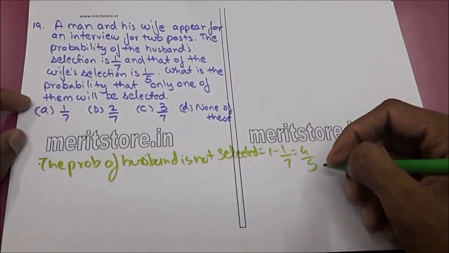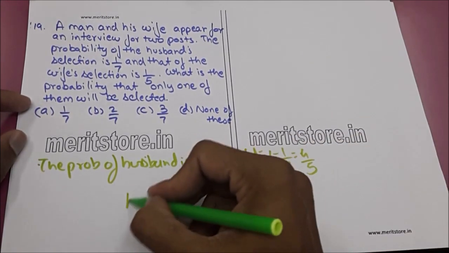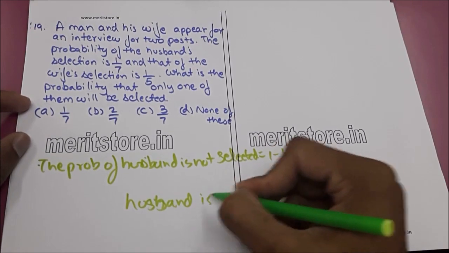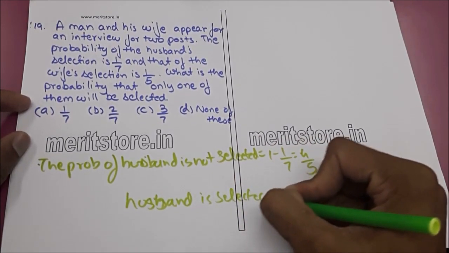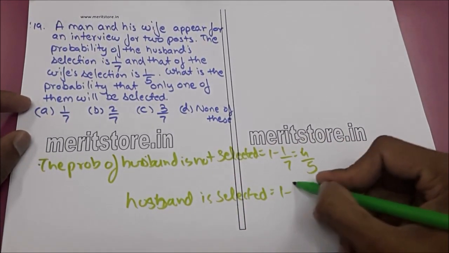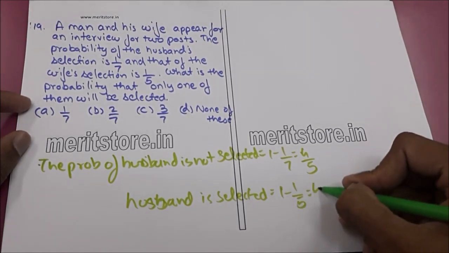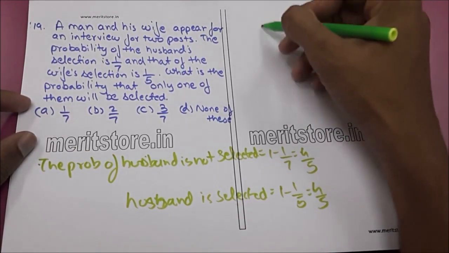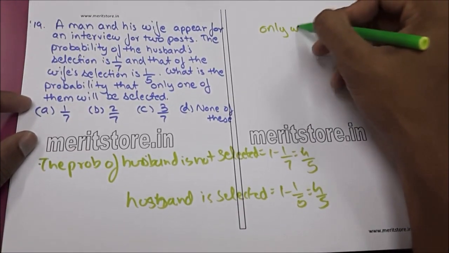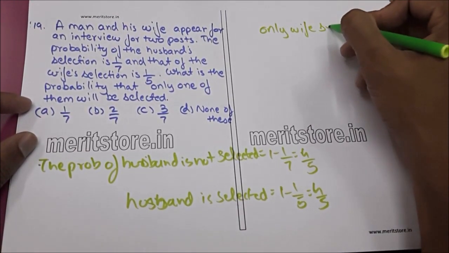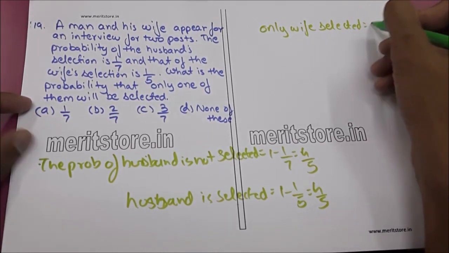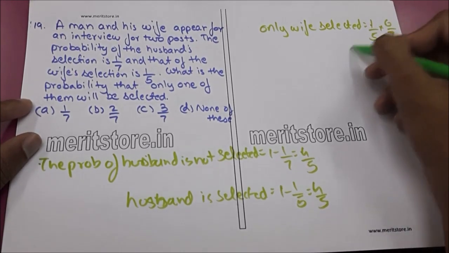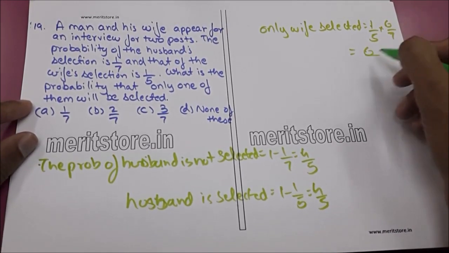The probability that only the husband has been selected is equal to 1 by 7 into 4 by 5, that is 4 by 35. The probability that only the wife is selected is equal to 1 by 5 into 6 by 7, that is 6 by 35.